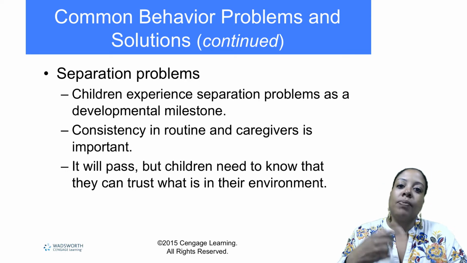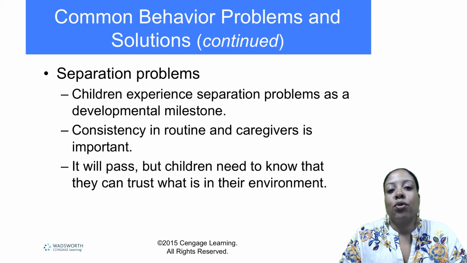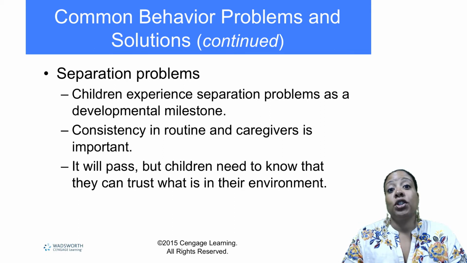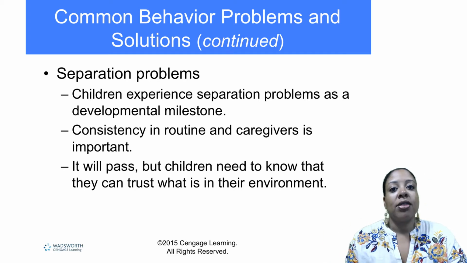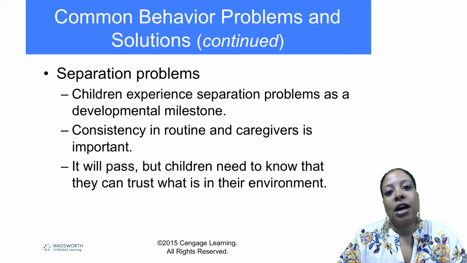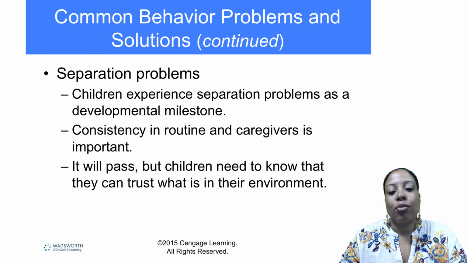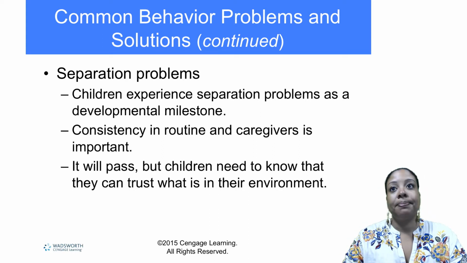And so that is another reason why consistency in routine and caregivers is important, because if a child develops trust in their caregiver and in the environment, and then that continually is changing, then it's hard for them to establish that trust. They need that predictability and that constant routine.